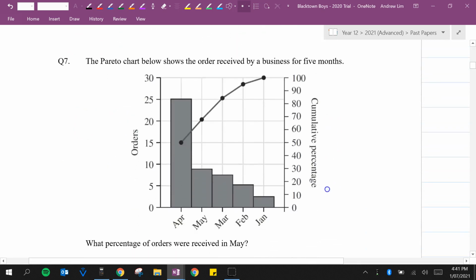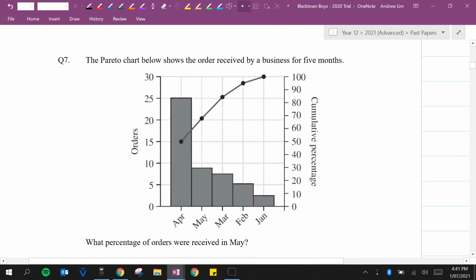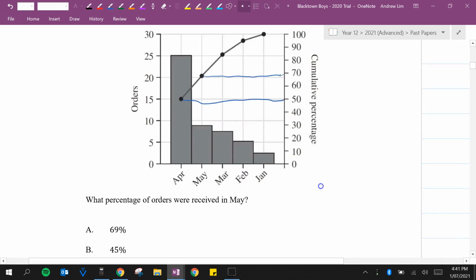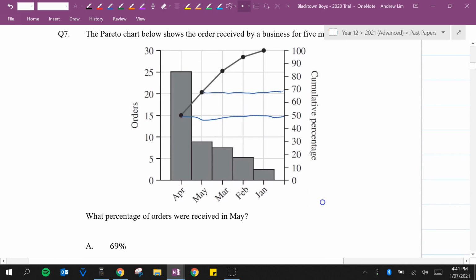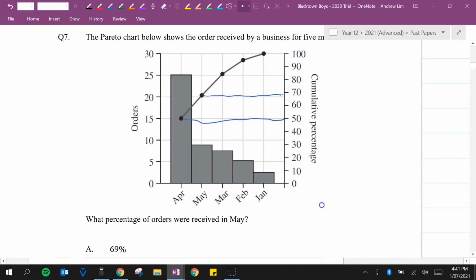Question 7. The Pareto chart below shows the orders received by a business for 5 months. What percentage of orders were received in May? So here we've got 50% of orders were received in April. Probably about 68 or so percent, maybe 69% were received in both April and May.